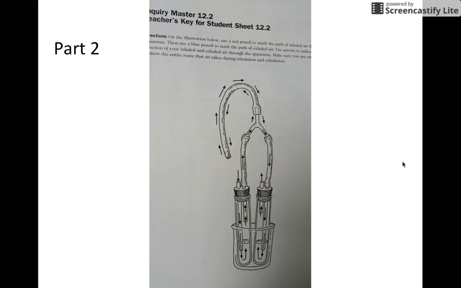The second part of this is going to show the students how they're going to be able to track the path of air they exhale, and once it touches that chemical indicator again, there's going to be a color change.